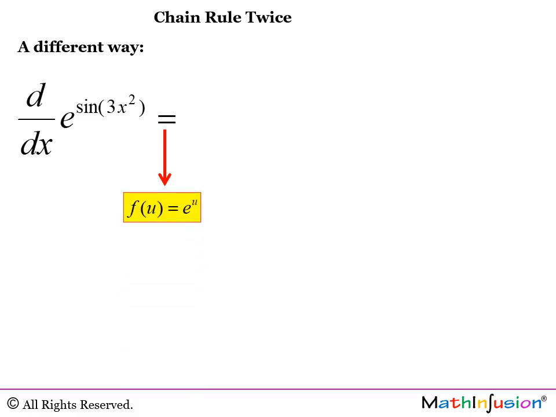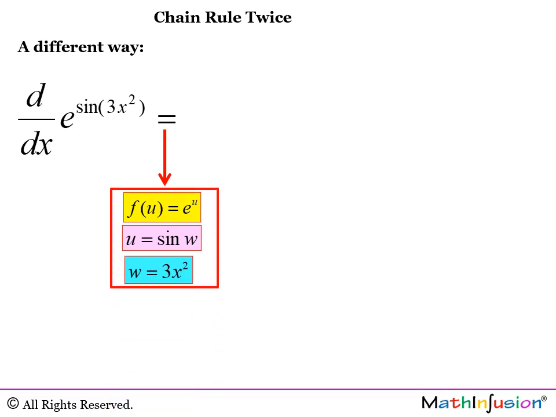It is e to the power, so it's e to the u. And then u has to be sine of 3x to the power of 2. But we want to get 3 simple functions. The links have to be simple functions. That's why I will take u to be just sine of w. And what is w? 3x to the power of 2. Now I'm going to apply the chain rule with 3 links.